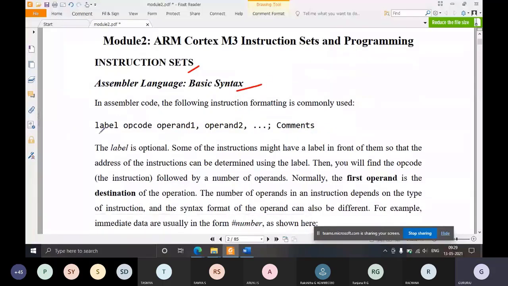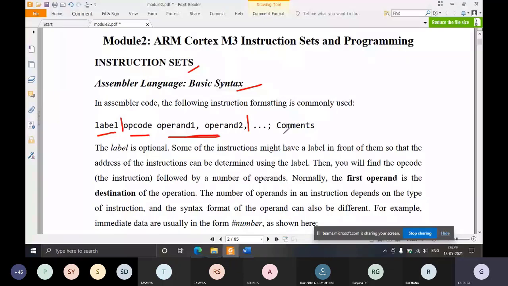Assembler language basic syntax. So what is the basic syntax? We just saw it. Here the syntax is label. Again, label is optional, as I told, followed by opcode. This part is the instruction, from here to here. So label followed by instruction followed by comments. After the semicolon, whatever is written is a comment. So that is what we just saw.